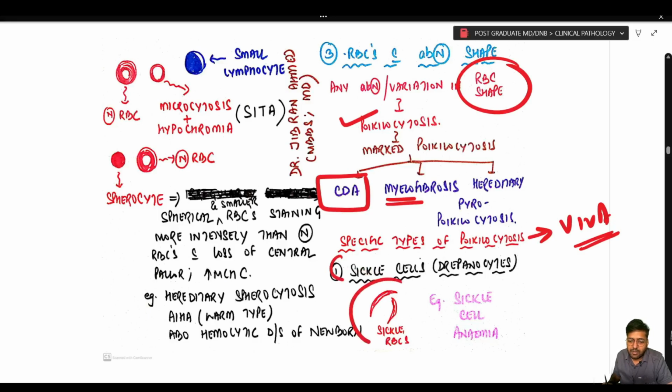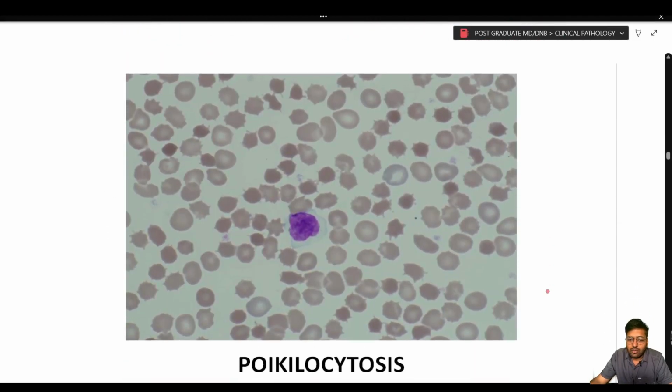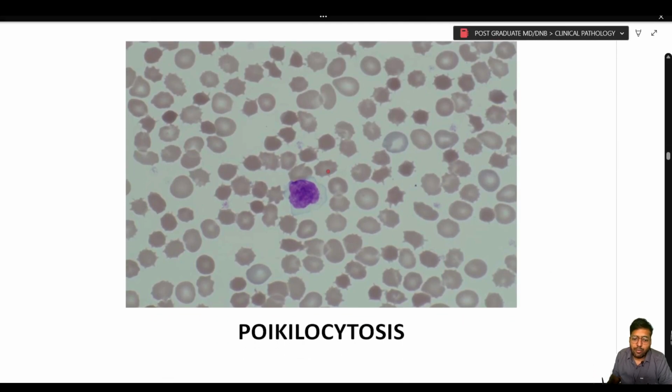As you can see, the RBCs are in the form of sickle. They are also called drepanocytes. So in the exams, they might not use the word sickle, they might just use the word drepanocyte. So you have to understand, sickle cells are also called drepanocytes, and classically they are seen in conditions of sickle cell anemia. Okay, so this is the first condition where I am showing you poikilocytosis.